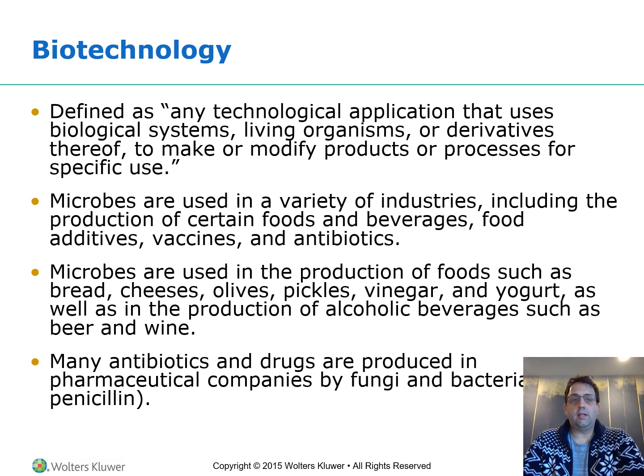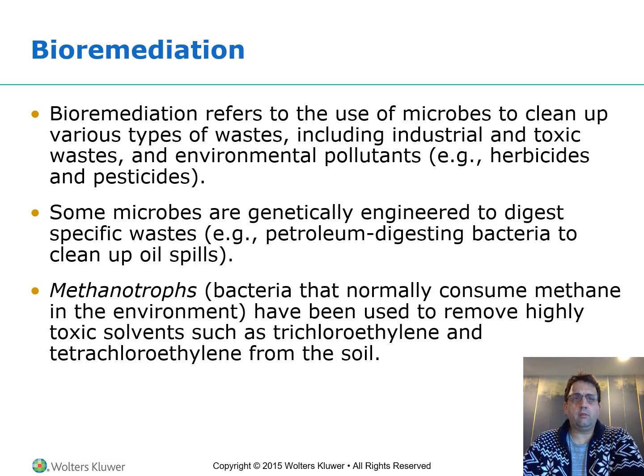Fungus to make antibiotics. Microbes are used to make bread, cheese, olives, pickles, vinegar, yogurt, beer and wine, all sorts of stuff that you come into contact with regularly. Antibiotics are produced by fungi and bacteria. And by the way, we use certain bacteria to make other things like insulin and like human growth hormone. Bioremediation is the use of microbes to clean up wastes, chemical spills, toxic things.